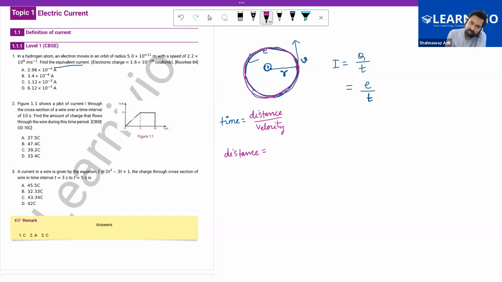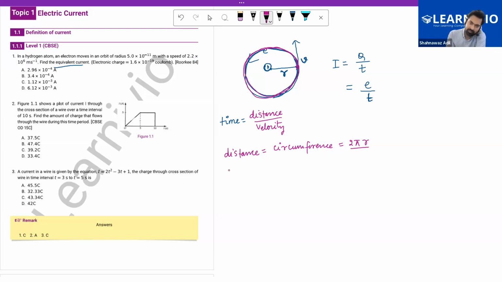Electron is going in this circle, and if it reaches back to this point, what is this thing that it has covered? Circumference, right? So what is the circumference of the circle? Circumference is 2 pi r, right? So now we know the distance and velocity is already given. Speed is already given, right?